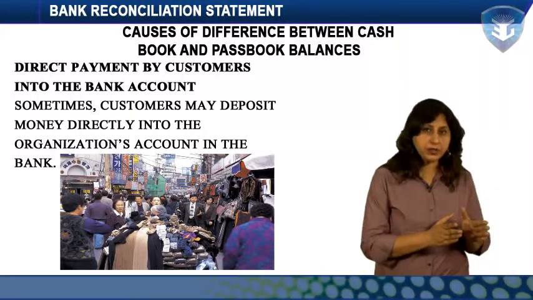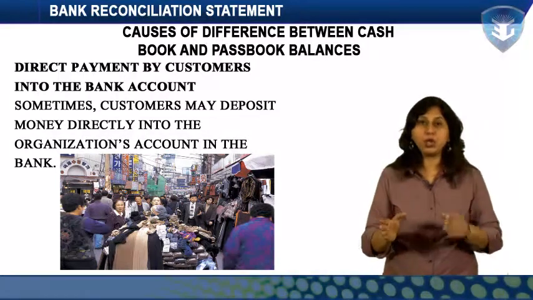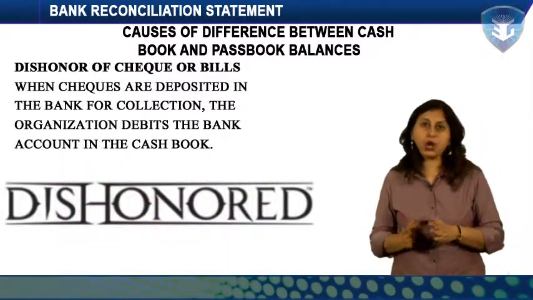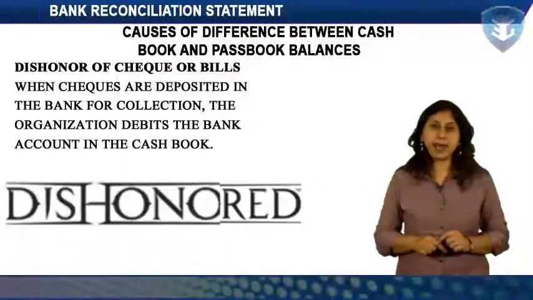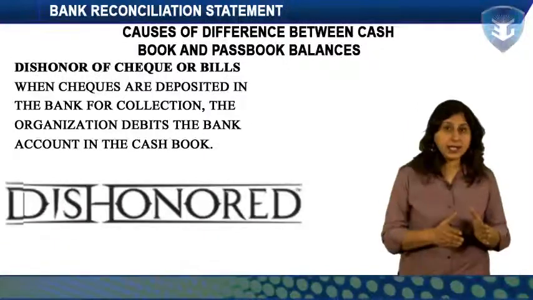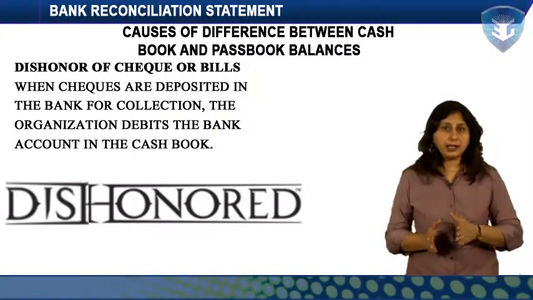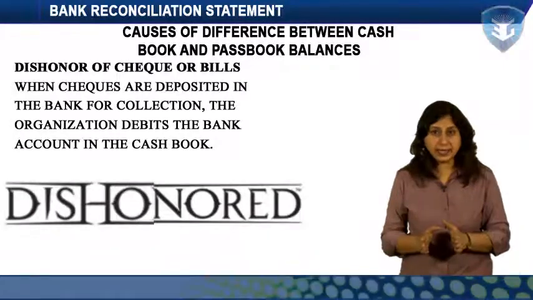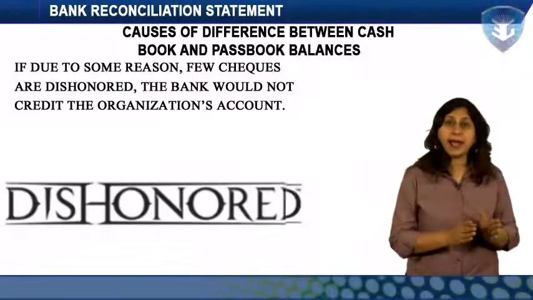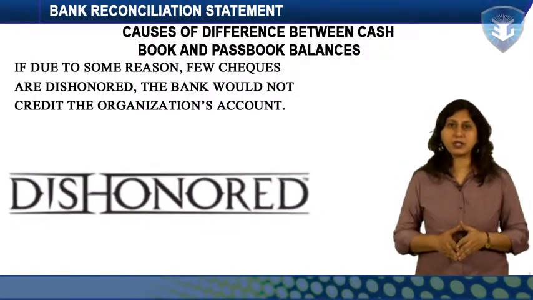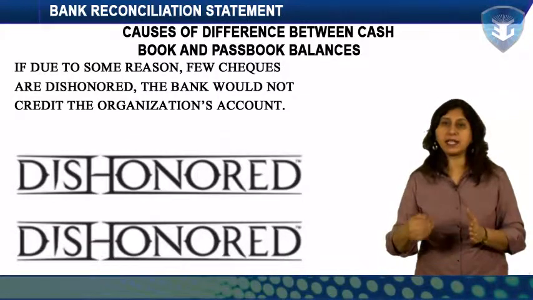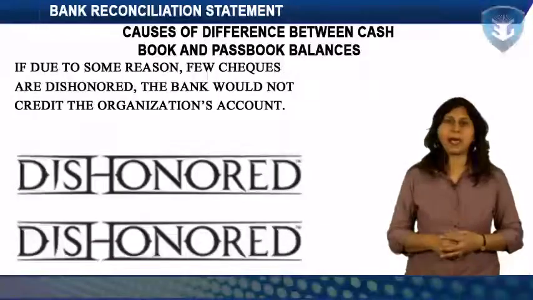However, the organization would debit the bank account in the cash book only when it gets the intimation or the bank statement. Dishonor of check or bills. When checks are deposited in the bank for collection, the organization debits the bank account in the cash book. It increases the balance immediately. However, the bank would credit the proceeds of checks only when they are collected. If due to some reasons few checks are dishonored, the bank would not credit the organization's account. The organization would credit the bank account only on receiving the intimation or the bank statement from the bank.